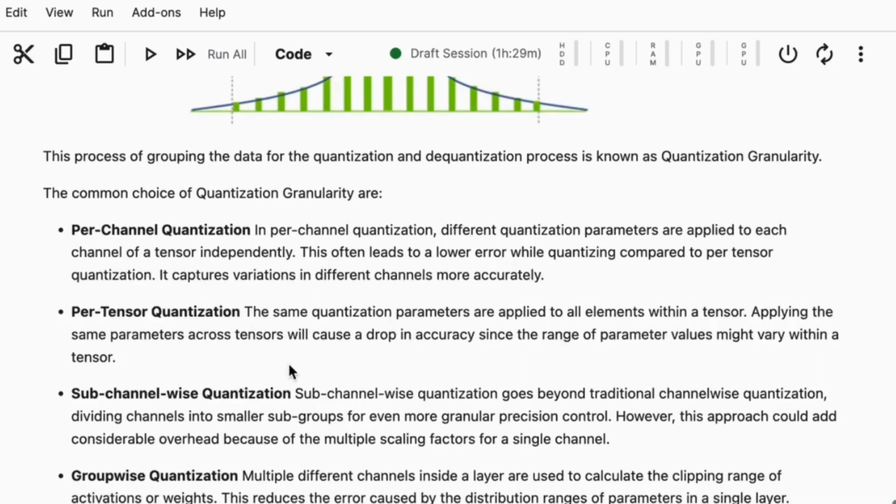Okay, and the next is called sub-channel wise quantization. The sub-channel wise quantization goes beyond the traditional channel wise quantization and divides the channels into smaller groups for even more granular precision control. However, this approach could add considerable overhead because of multiple scaling factors. So this technique can be quite expensive as well.